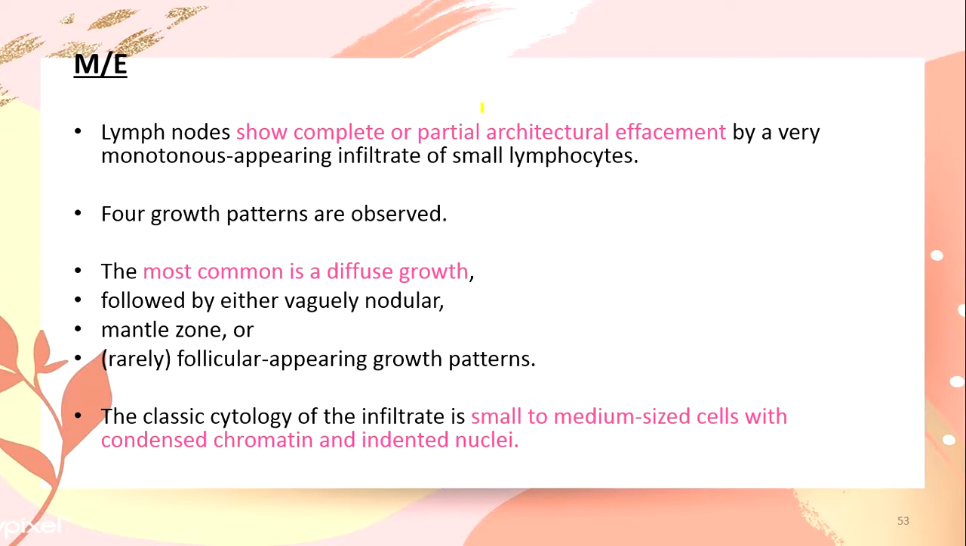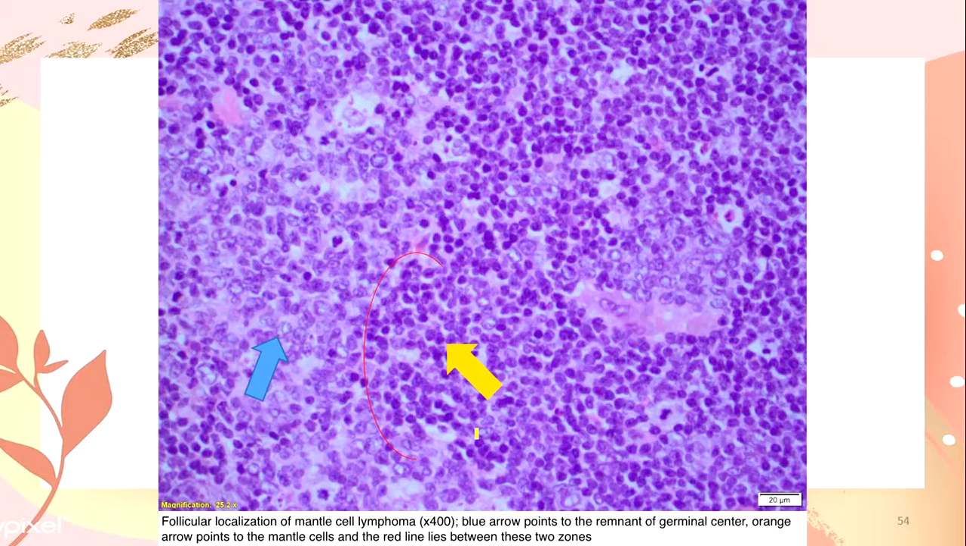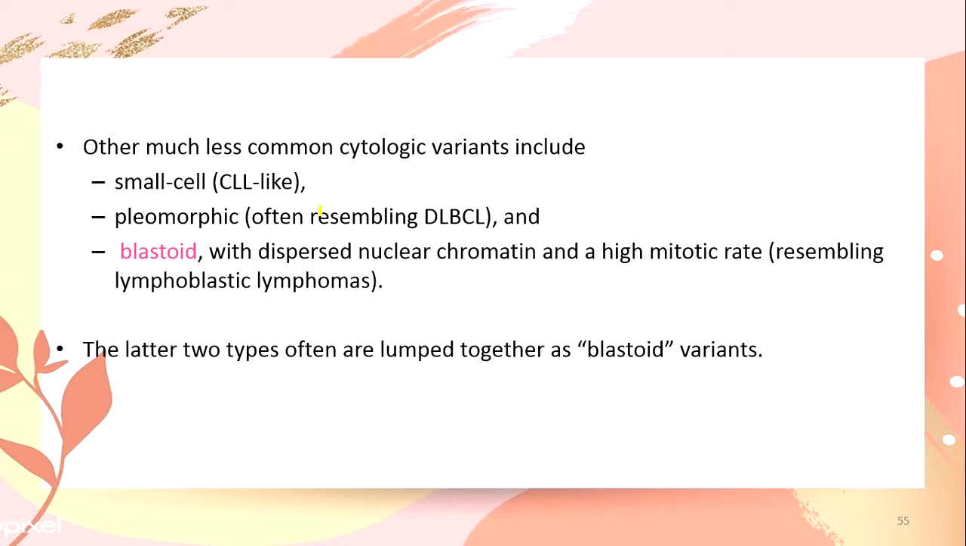There is complete or partial effacement of nodal architecture. Four growth patterns can be seen: diffuse, vaguely nodular, mantle zone, or follicular-replacing growth pattern. The cells are small to medium sized with condensed chromatin and indented nuclei. This shows you the origin of lymphoma close to the proliferation center, that is the mantle zone. Cytologic variants which can be encountered include small cell, pleomorphic, and blastoid. The latter two types are categorized into blastoid variants.